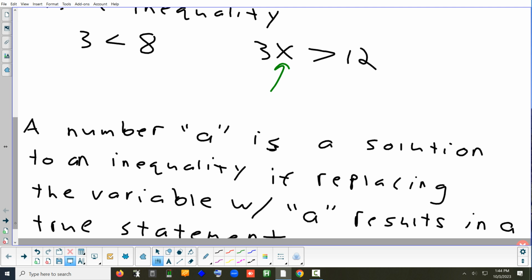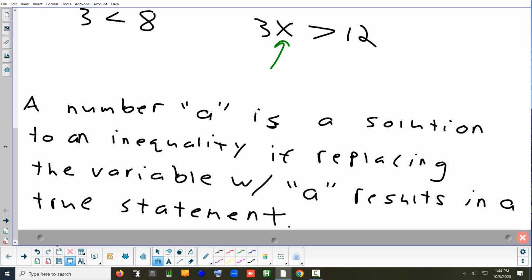So it's very similar to how you check if an equation is true. You just take your number, plug it in, and see if you get a true statement. Any questions on how to check if a number works in an inequality? Okay.